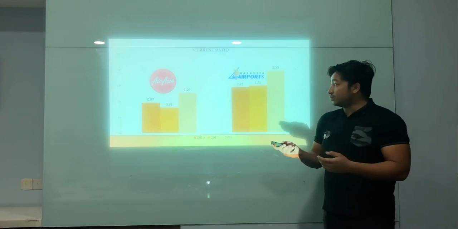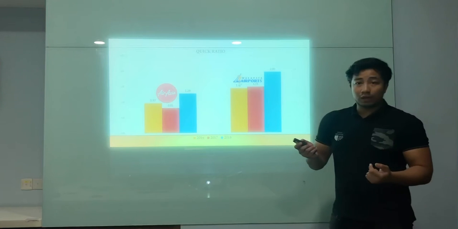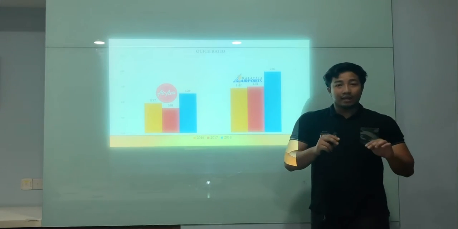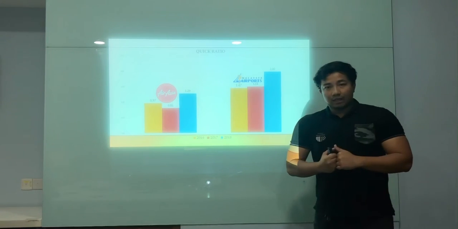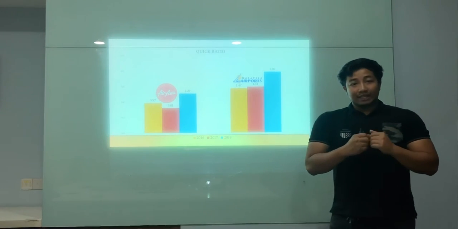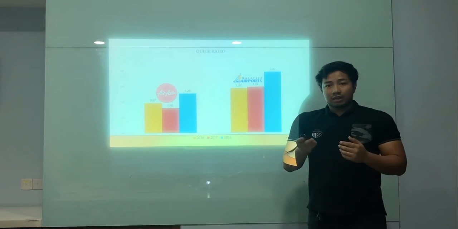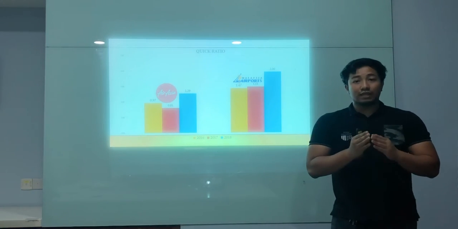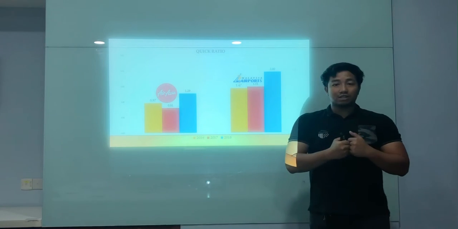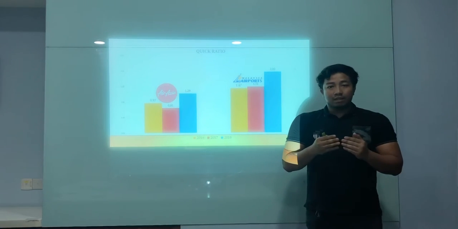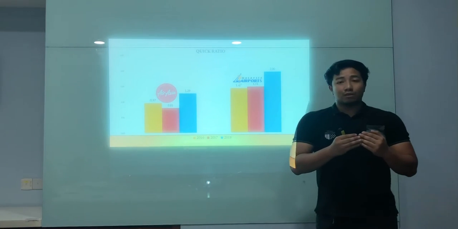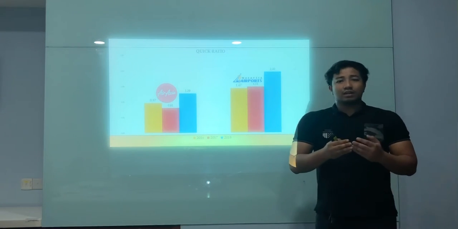Next is the quick ratio. The quick ratio analysis shows that both companies increased by the end of 2018. The increase in quick ratio indicates that the organization financially reflects the ability to pay its short-term obligations without relying on inventories.